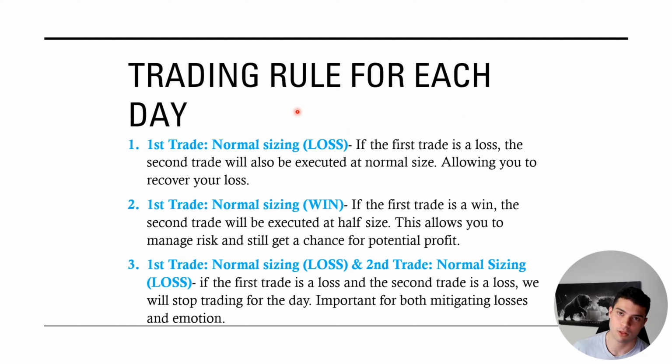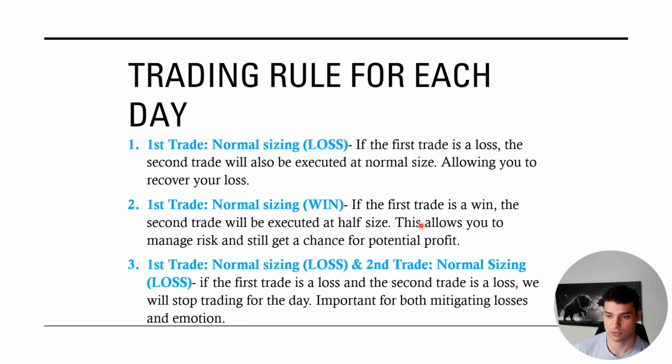So if the first trade is a loss, then the second trade will also be executed at normal size. Why don't I go in half size on the second trade? For one very specific reason: I'm taking that trade, if I like what I'm seeing, only because I want to recover my loss from my first trade. If I go in half size on the next trade, even if I win that second trade, I'm still red on the day because of my first trade, right? So it's very specific. Take full size on your second trade if you lose your first trade, to recover your loss from your first trade, because then you can be green on the day or break even. Break even is perfect, and green is even more perfect, all right? So that's the first scenario.